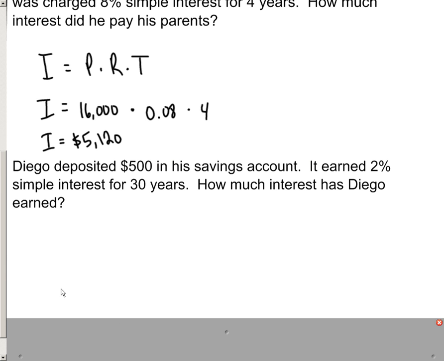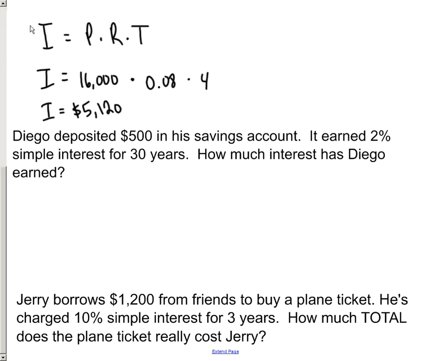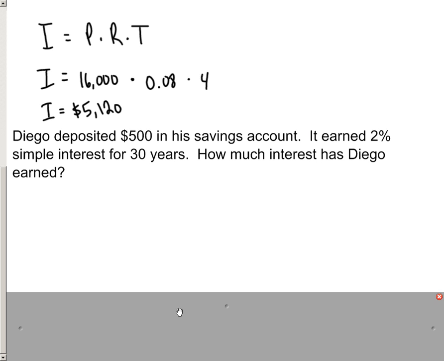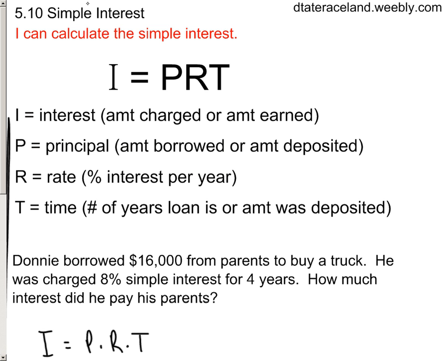Now, here's the other scenario that I was talking to you about. It's not always about borrowing. It can also be about earning money using interest. Let's flip that back so that way we can actually see what we're supposed to see there.